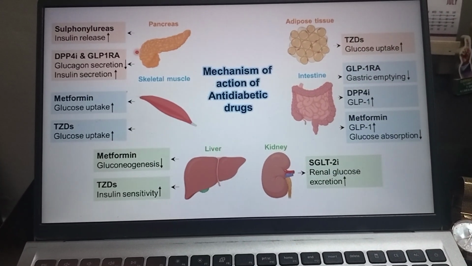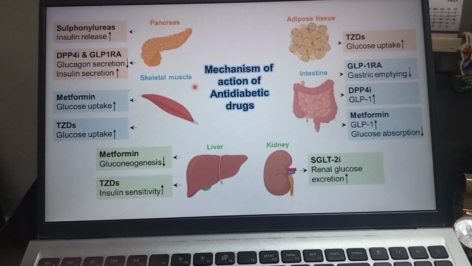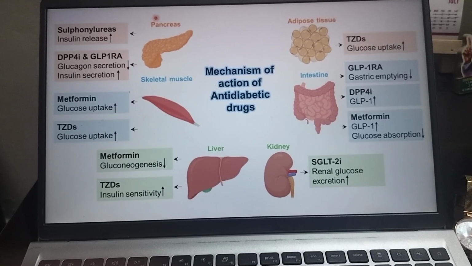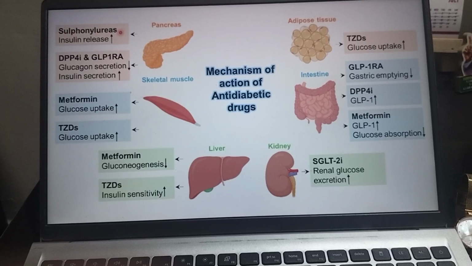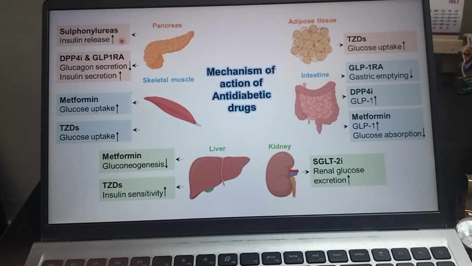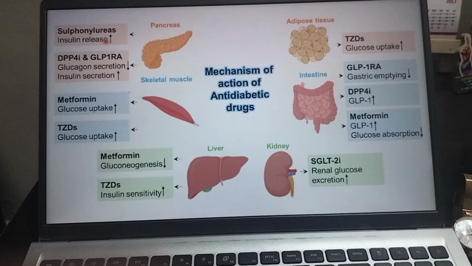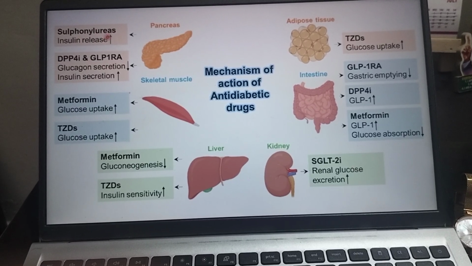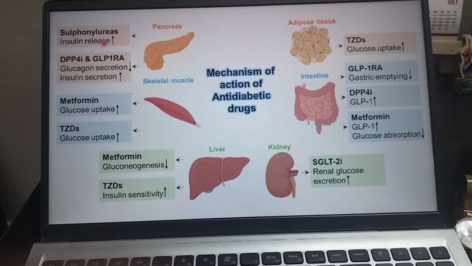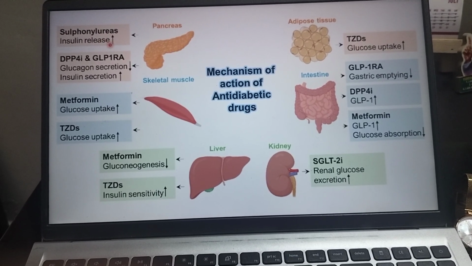So what is happening here? Mechanism of action of anti-diabetic drugs we will see. At the level of pancreas, sulfonylureas work and they increase the insulin release. So they are insulin secretagogues. They cause the release of insulin. Sulfonylureas are secreting, so insulin release is increasing.